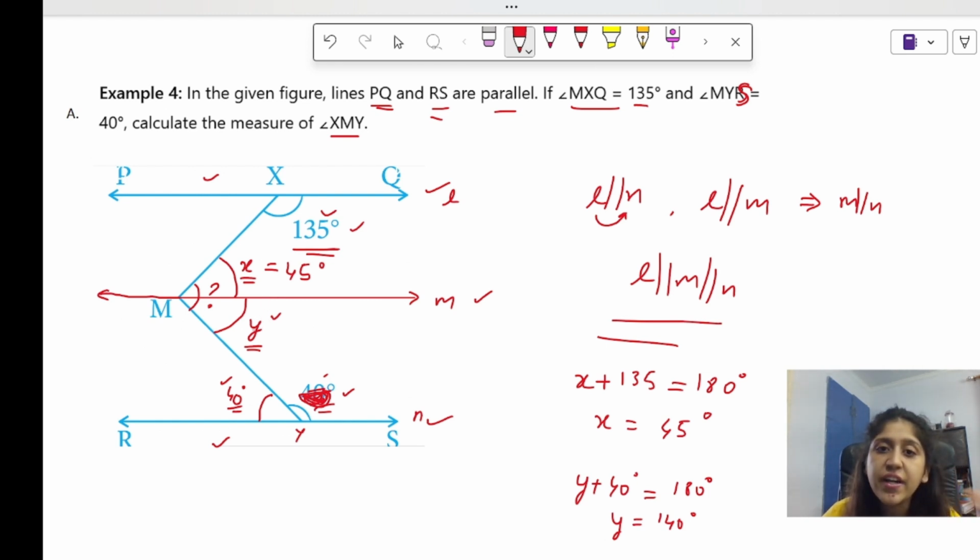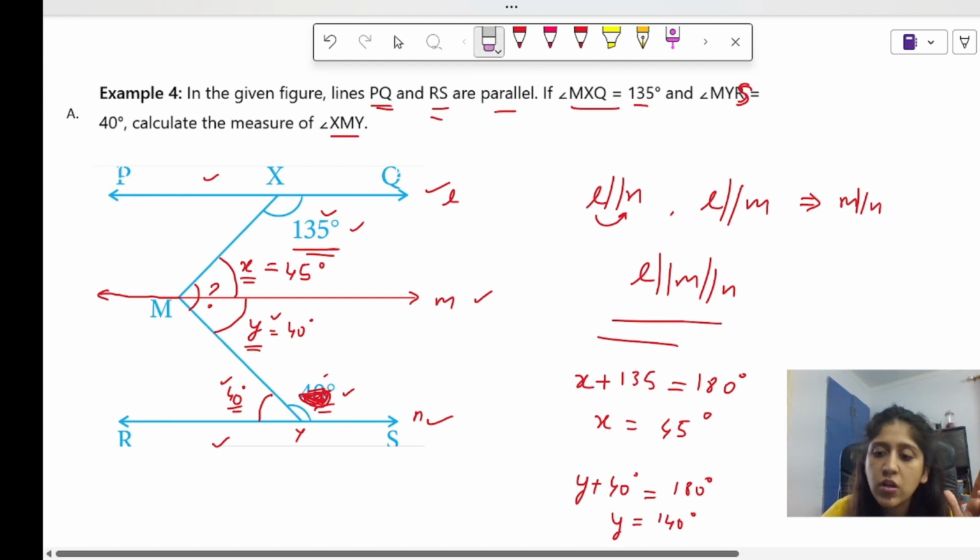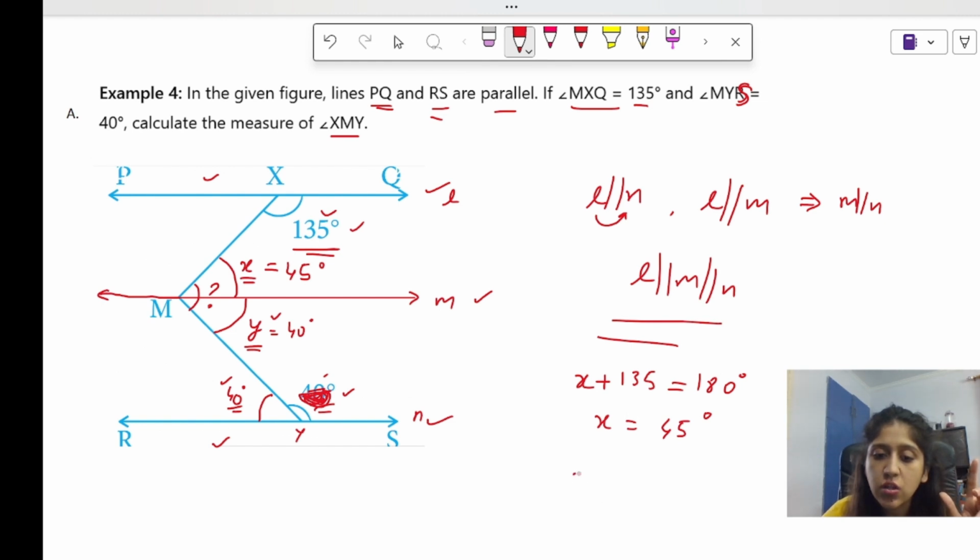Yes, this is alternate interior. What is the rule for alternate interior angles? Alternate interior angles are always equal. What does this mean? This means my y angle is 40. Now, the change in the question, what has changed in the question? Let me just write it out. My y is 40 degree, and now angle x and y is what? It is x plus y, which is 40 plus 45 degree, and whatever is the answer, right? It is 85, so 85 is the answer.